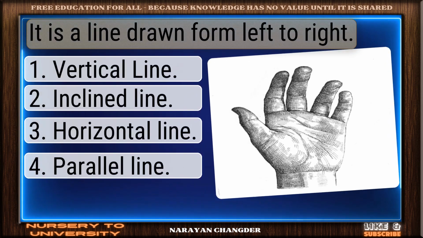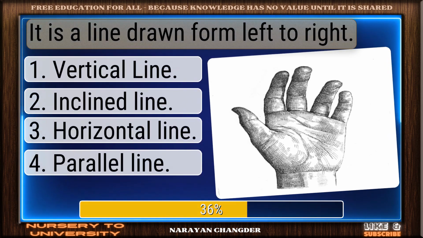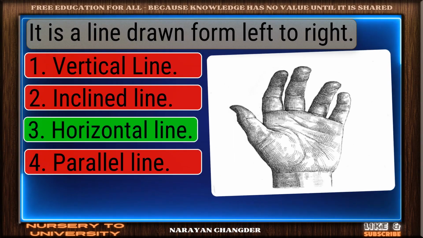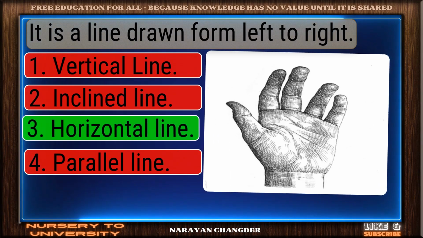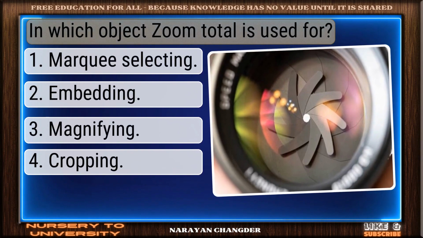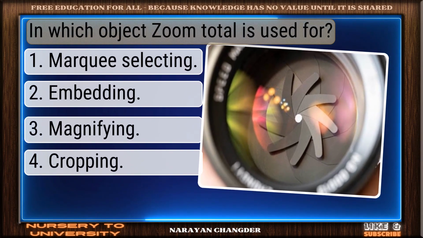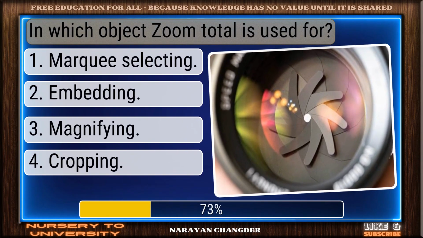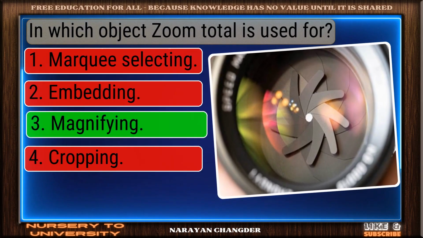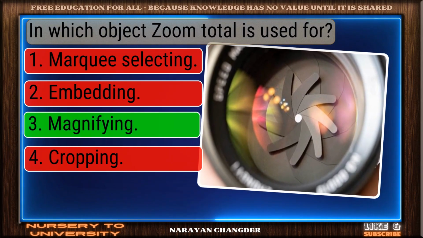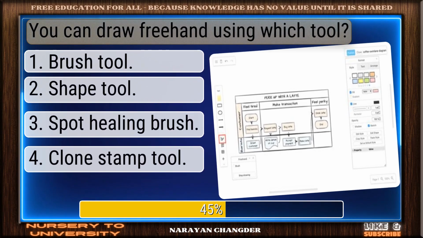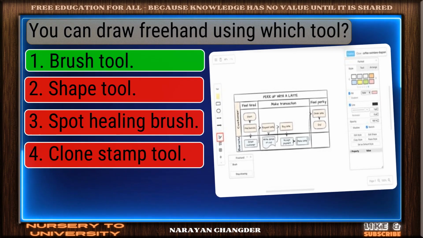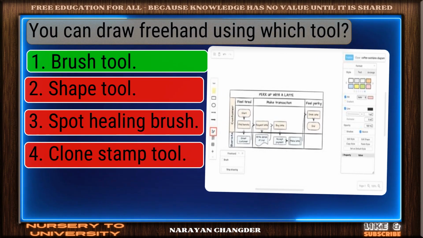It is a line drawn from left to right. Nice selection. Horizontal line is correct. In which object zoom tool is used for? Exactly. Magnifying makes sense. You can draw freehand using which tool? Right choice. Brush tool is best.